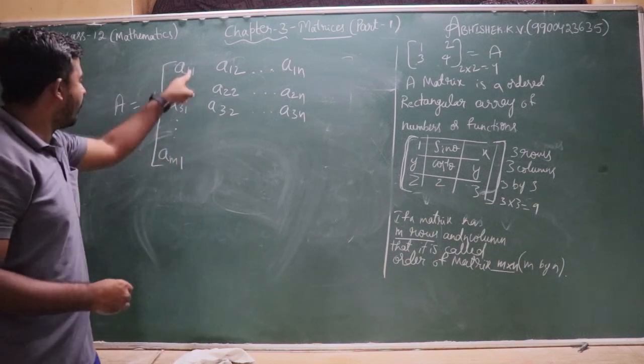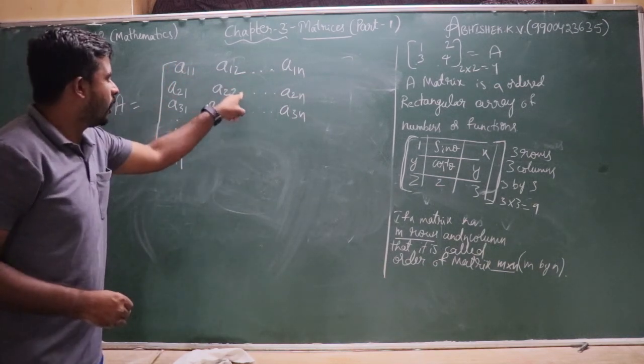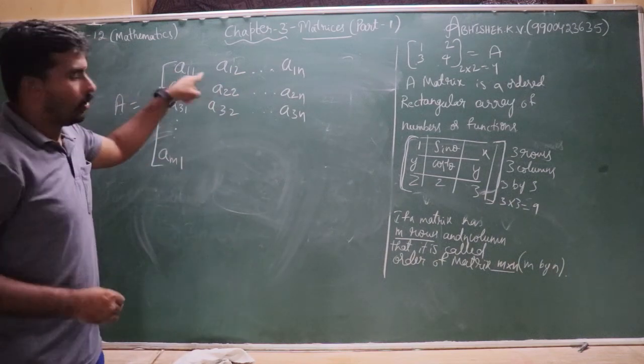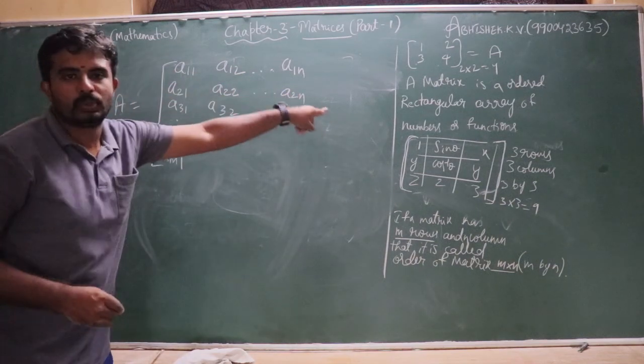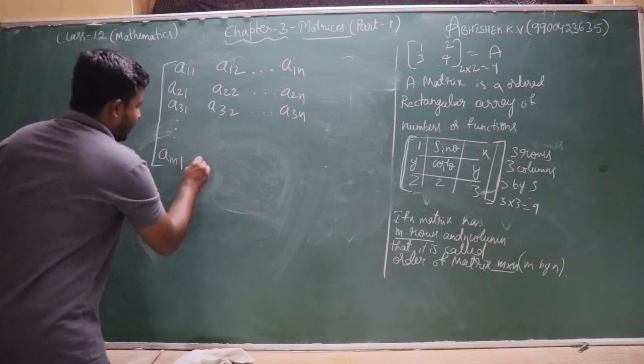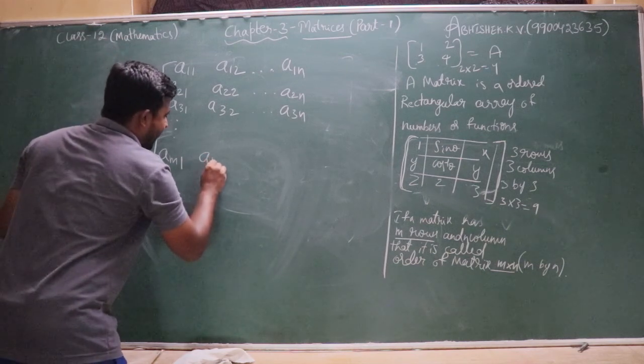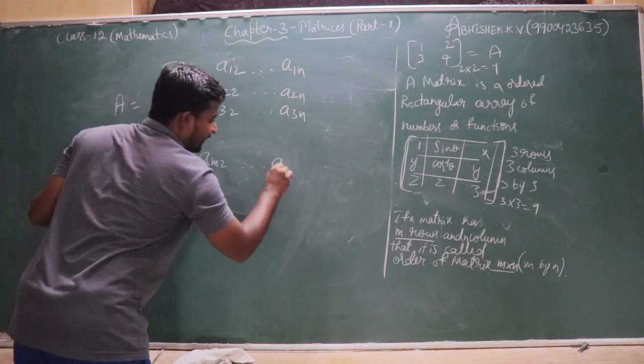This is still the first column: 1, 1, 1. Second column: 2, 2, 2. But first row: 1, 1, 1. Second row: 2, 2, 2. Like this. Therefore, Am1, Am2 up to Amn.